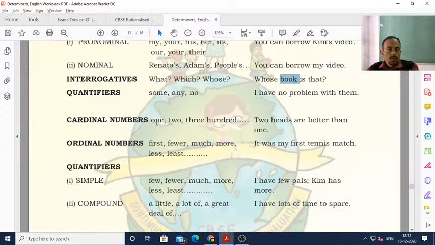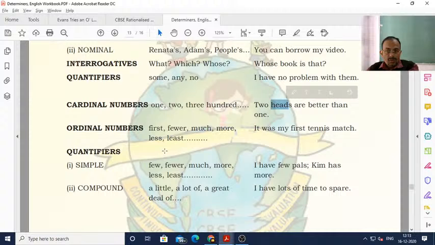Cardinal numbers: 1, 2, 3, 4, 1, 2, 300. Two heads are better than one. Two here is a determiner, because it is followed by a noun. So here two is a determiner, but you cannot say one is a determiner here, because it is not followed by any noun. So two is the determiner here.